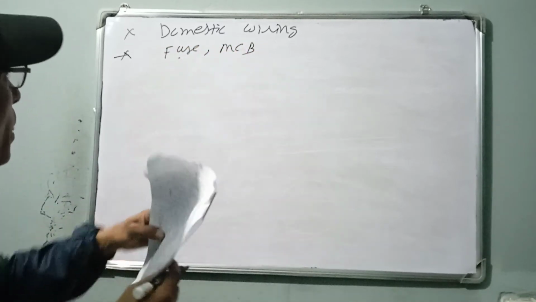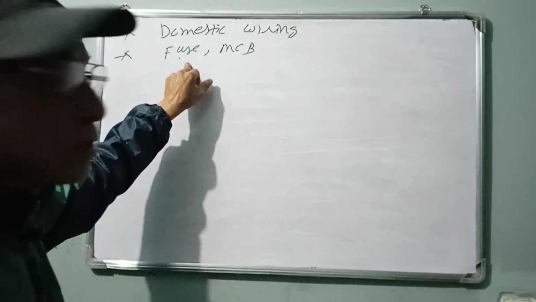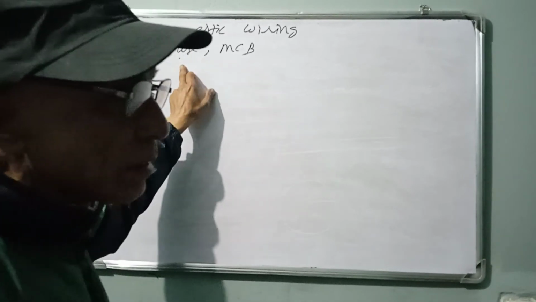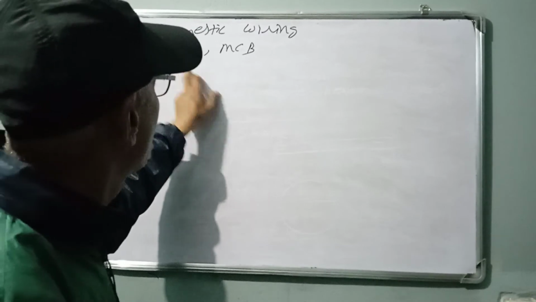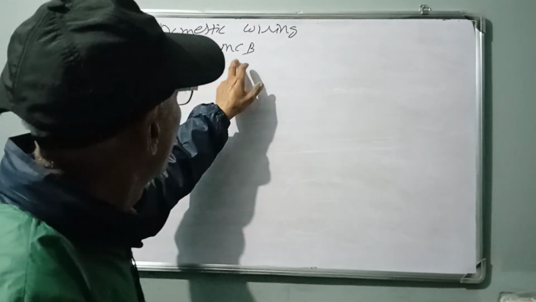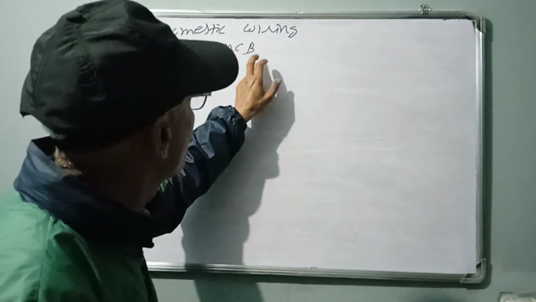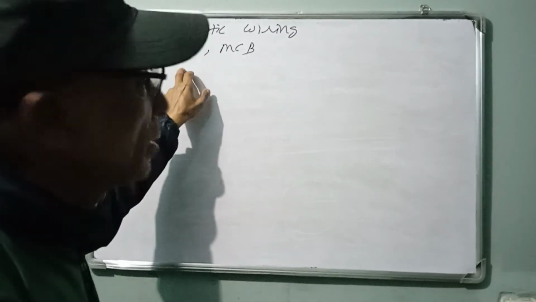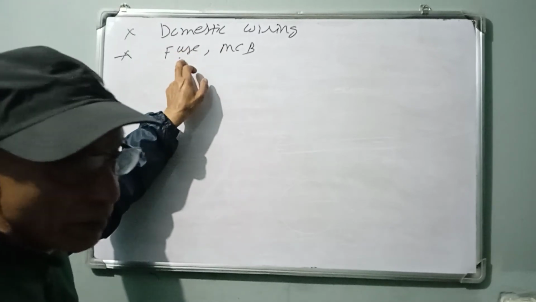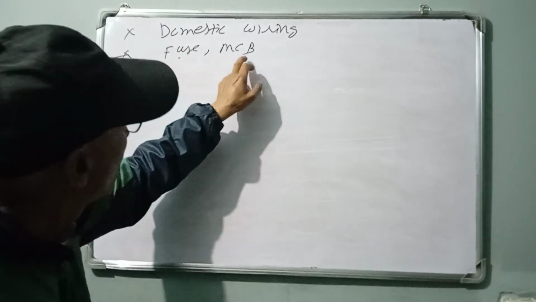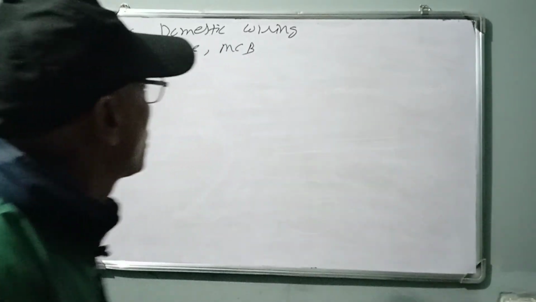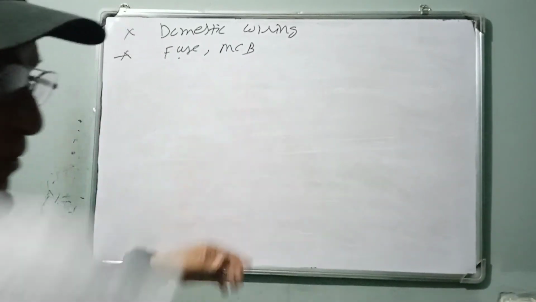A fuse is a short piece of wire which stops the flow of current and saves other electrical devices. It is made of low resistance. MCB, miniature circuit breaker, is an improved or advanced type of fuse. A fuse cannot be reset easily and quickly, but an MCB can be reset and reused quickly. So it is much better.